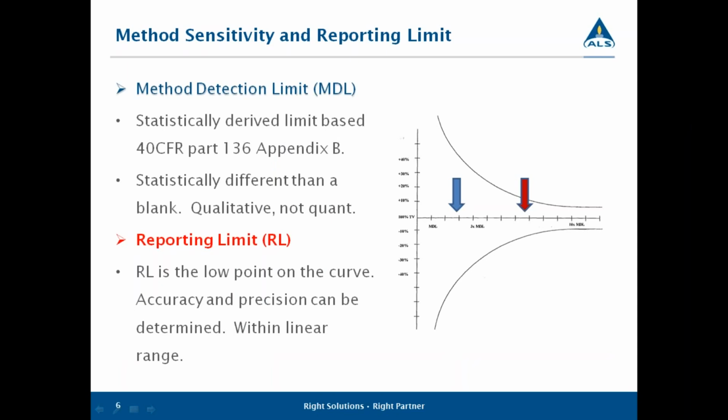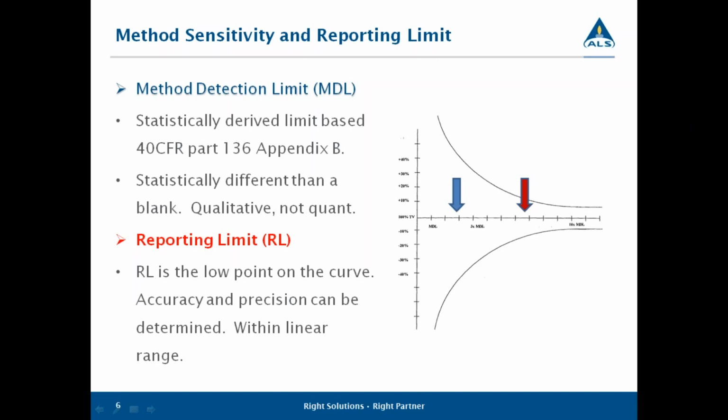Focusing first on method and sensitivity, there's really two points to be concerned about. I'll continually refer back to these during the presentation, but we have the method detection limit, the MDL. It's a statistically derived limit based upon some guidance that's in 40 CFR. Statistically, it's different from a blank. Basically, it's a qualitative value, not a quantitative value. This isn't a value that we directly measure or can measure. It's really a statistical entity.